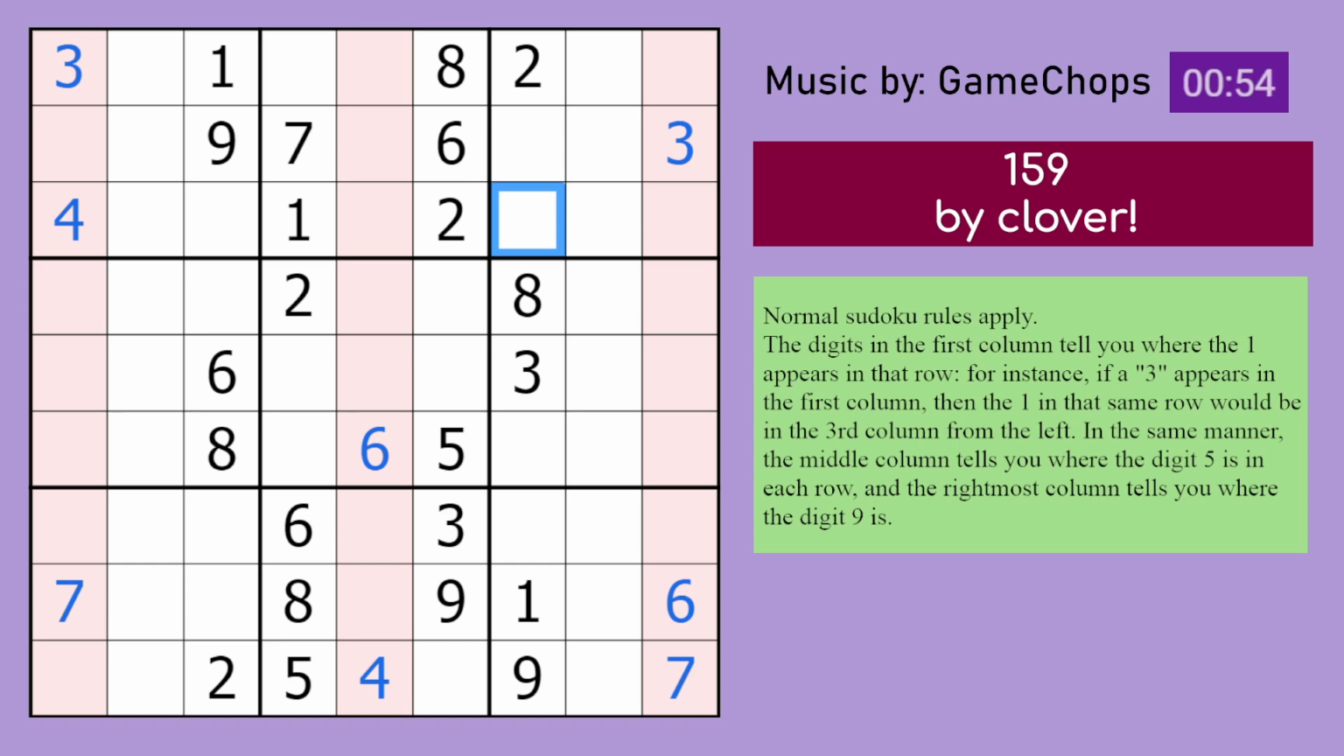Oh my god, alright. Turning off the music. Let's just solve Sudoku. My god.